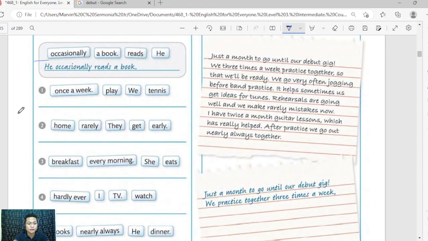What about number one? What do you think is the correct arrangement of this sentence? The correct answer here is we play tennis once a week. Okay, remember that the phrase should be located at the end of the sentence. What about number two?